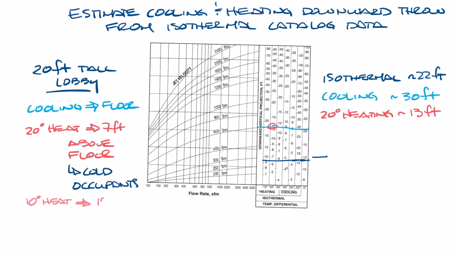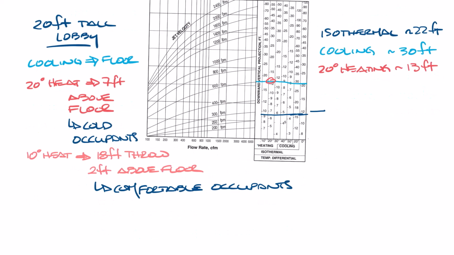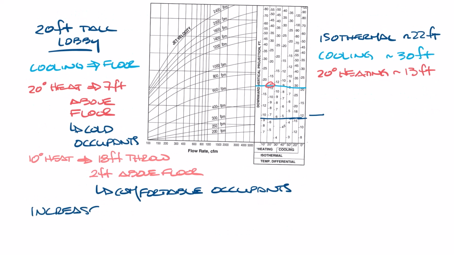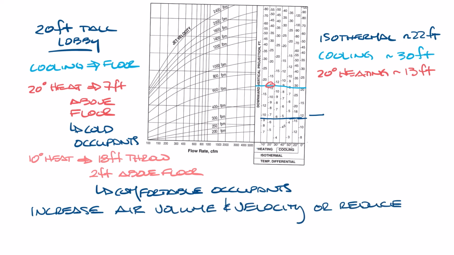But notice that a 10-degree delta T in heating would go to about 18 feet, so that would get the warm air further down into the space to warm the occupants. Let me make a little bit more room. In this situation, you would either need to increase your airflow volume and velocity to get the warm air into the space, or lower your delta T so you get the longer throw.